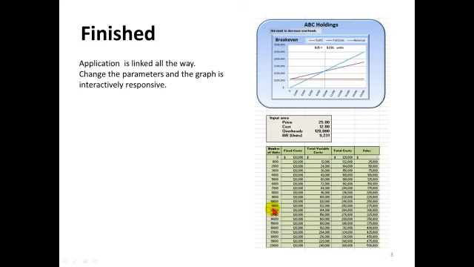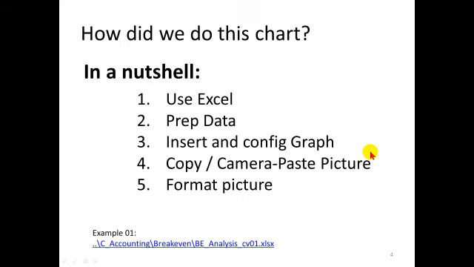Now this is also a working area, because you see the total costs are the addition of the fixed costs plus the variable costs equal the total costs. So there is a little bit of calculation in there. And the output, of course, is the chart at the top. Now, how did we do this? Well, in a nutshell, we're using Excel, of course.